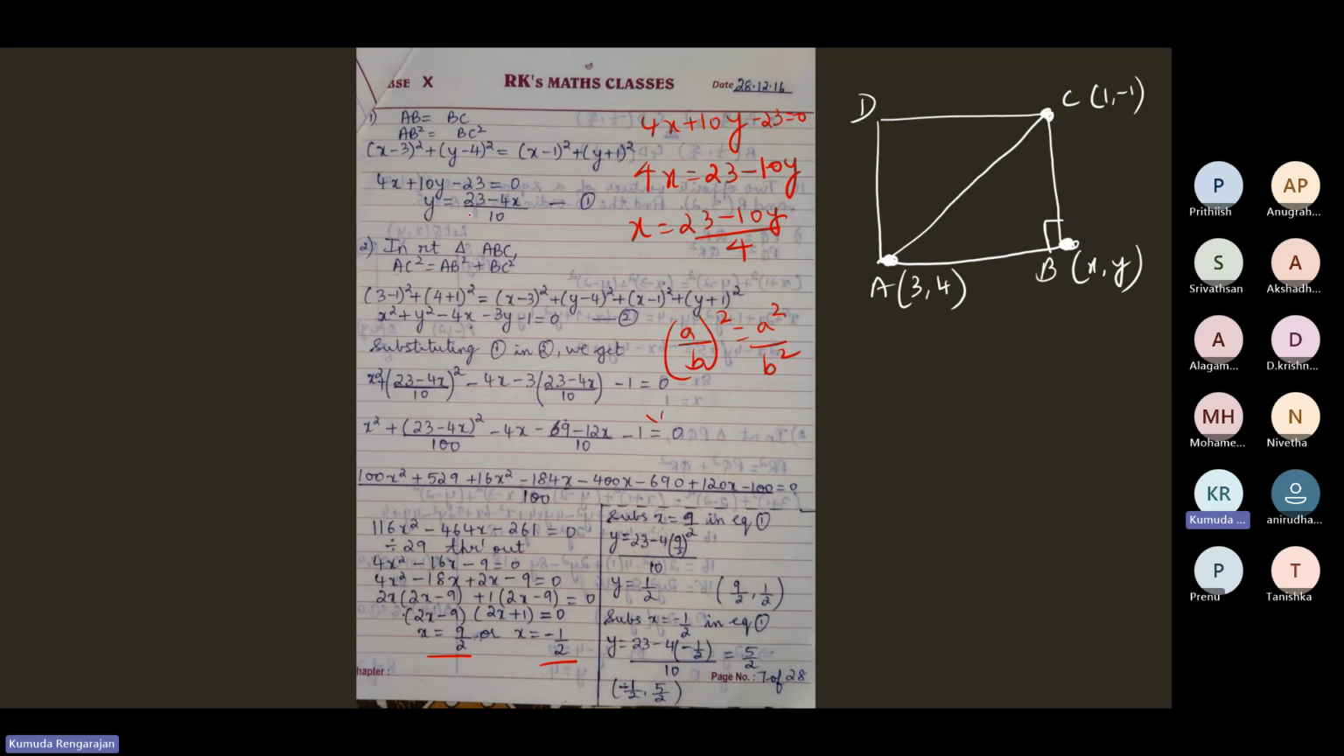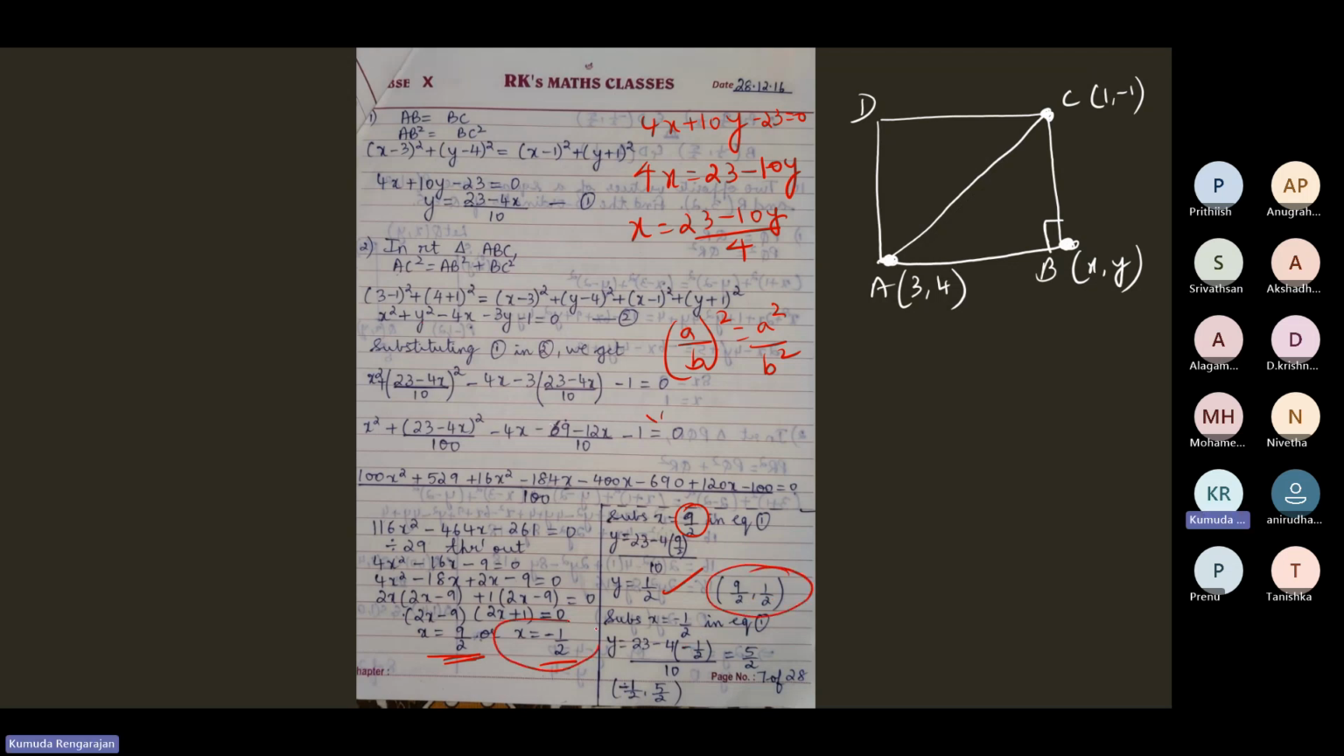Now we know y is equal to (23 minus 4x) by 10. So for each value of x, find the corresponding value of y. When x is 9 by 2, what's the value of y? It's 1 by 2. So x comma y is 9 by 2 comma 1 by 2.